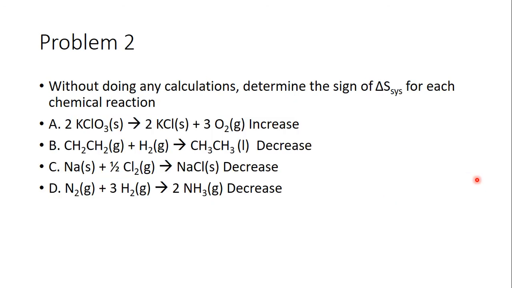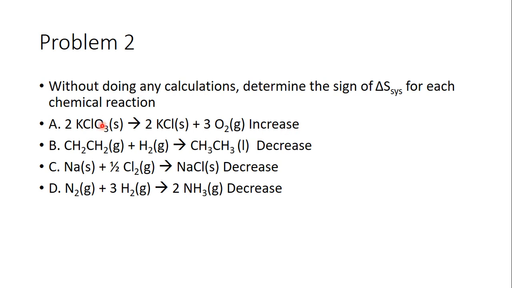So determine the sign of delta S. So S means entropy. So determine the sign. If entropy is negative, that means chaos is decreasing. It's becoming more ordered. If it's positive, that means chaos is increasing, becoming less ordered. So I take a solid and I split it into two things, and one's a gas. That's an increasing of chaos, increasing of entropy.